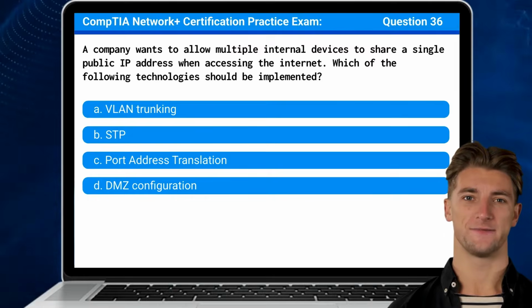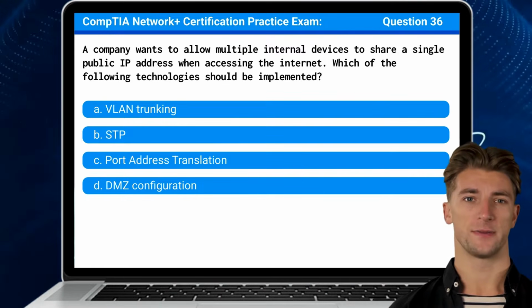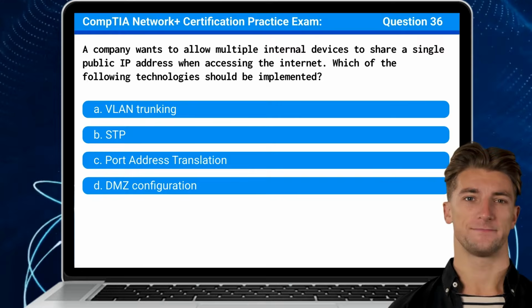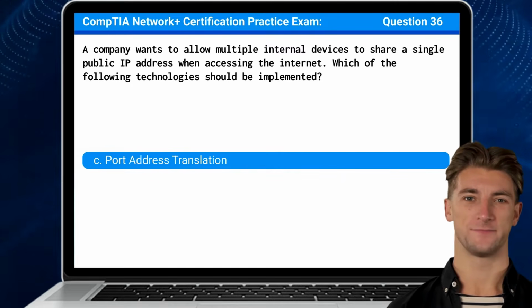Question 36. A company wants to allow multiple internal devices to share a single public IP address when accessing the internet. Which of the following technologies should be implemented? The answer is C. Port address translation.